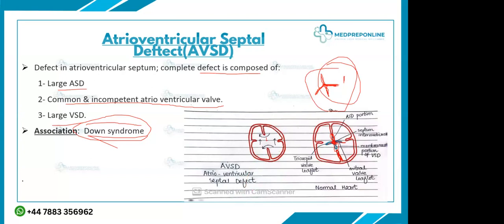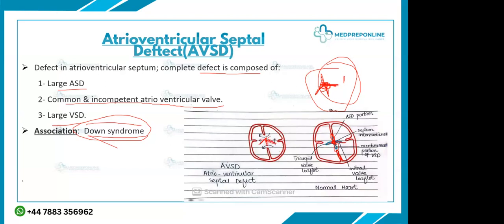Sorry. So when there is a defect of this septum intermedium, that's why it is called the endocardial cushion defect, because this was made from the endocardial cushion. If you remember the embryology of the heart, I'm not going back to it. So the atrial septum primum is missing, then the membranous portion of the VSD is missing, then the tricuspid leaflet is missing, and the mitral valve leaflet is missing.